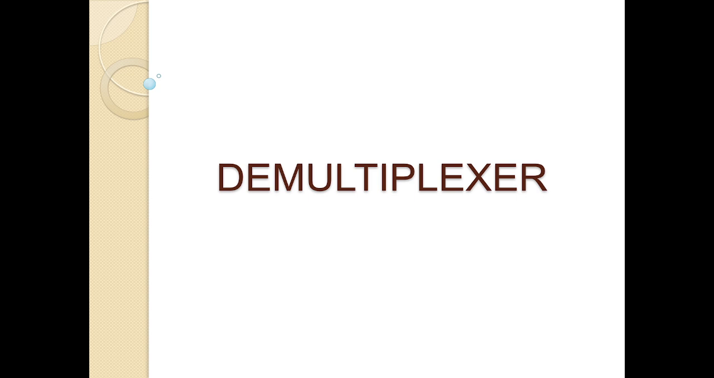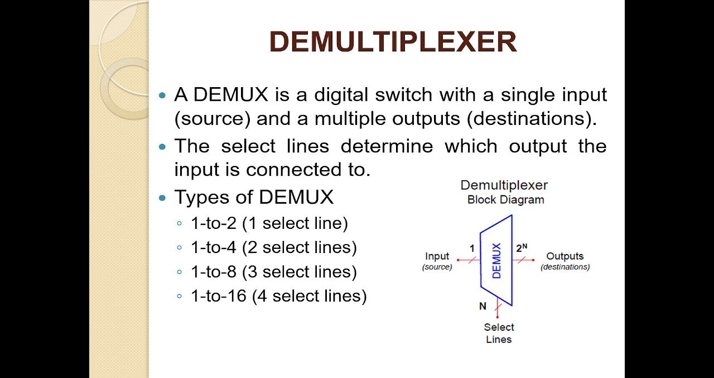Now we go for the demultiplexer concept. The demultiplexer is simply called a demux. A demux is a digital switch with a single input and multiple outputs. The selection lines determine which output the input is connected to. In the demultiplexer, the input is 1, the outputs are 2 power n, where n is the number of selection lines. So based on the selection lines only, the input is connected to the output.